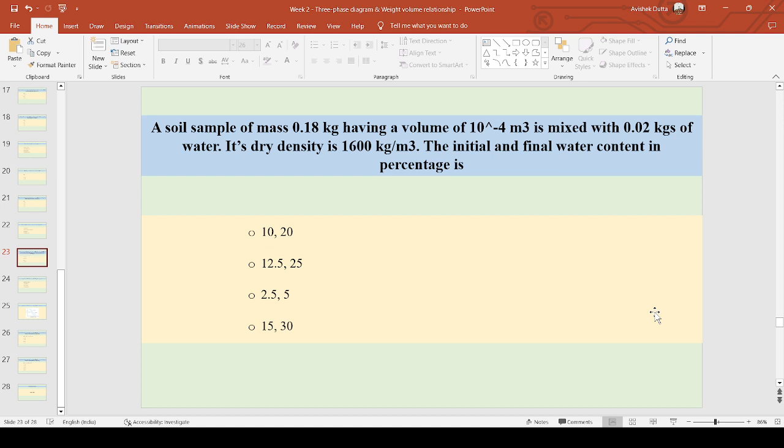I'll repeat the question. A soil sample of mass 0.18 kg having a volume of 10 to the power minus 4 meter cube is mixed with 0.02 kgs of water. Its dry density is 1600 kg per meter cube. The initial and final water content in percentage is 10 and 20, 12.5 and 25, 2.5 and 5, or 15 and 30.